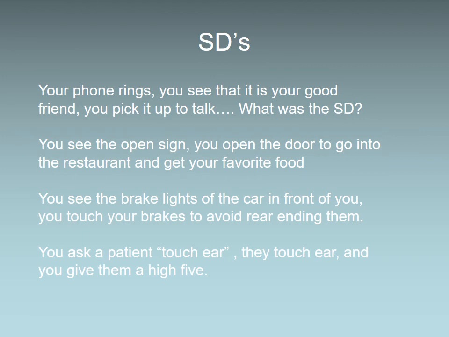Let's start with the top one. Your phone rings. You see that it is your good friend. You pick it up to talk. So what was the SD in that example? The SD was your phone ringing. That was the stimulus, the discriminative stimulus. It was the SD for you to look at the phone.